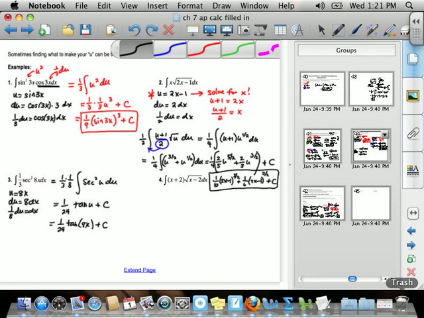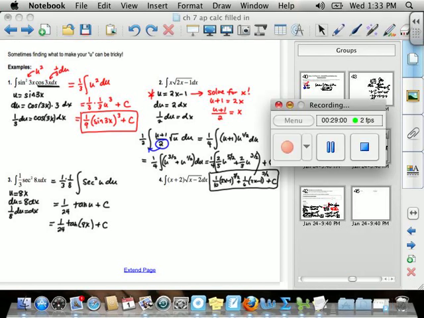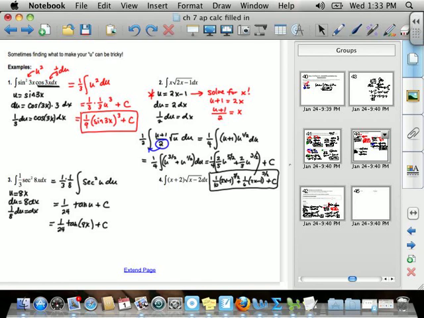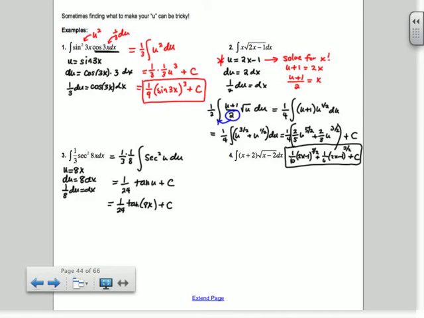So you get u to the 5/2, right? You add 1 to the power. It was 3/2 before, so adding 1 gives 5/2. Put a 2/5 out front. Plus u to the 3/2, put a 2/3 out front. And then plus c on the end.